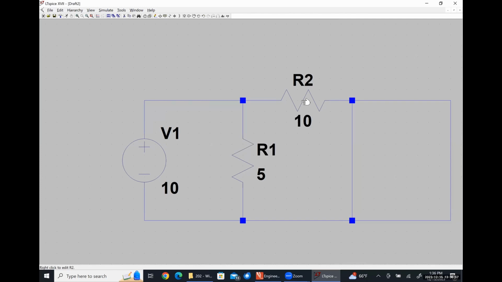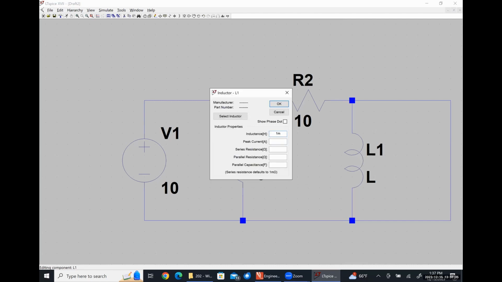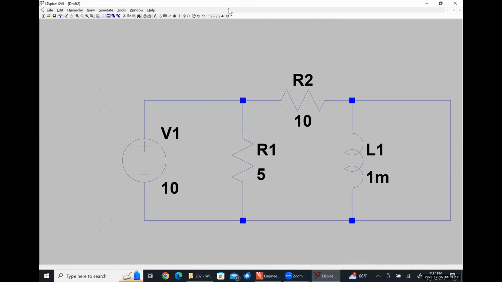A 10 ohm resistor right here. A 1 millihenry inductor right there. So I'm using M to indicate millihenries. And why did my touchpad stop? There we go.